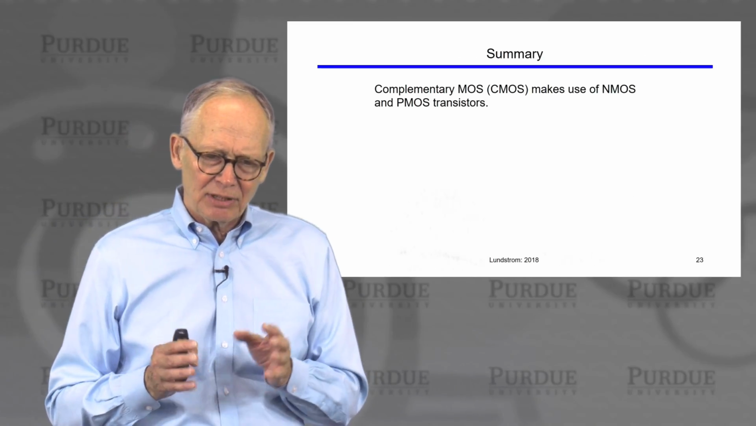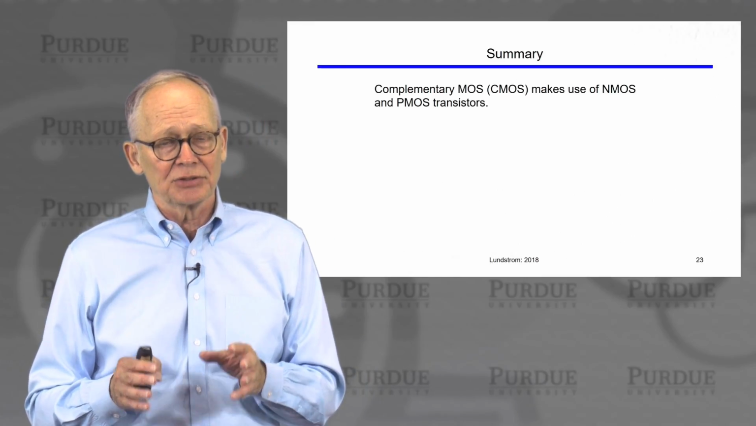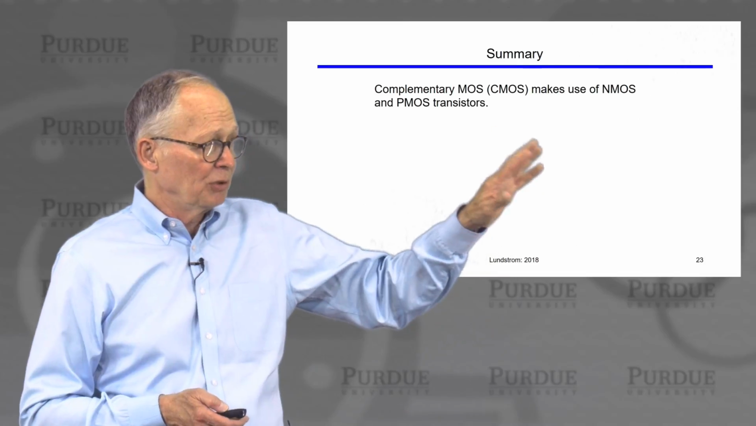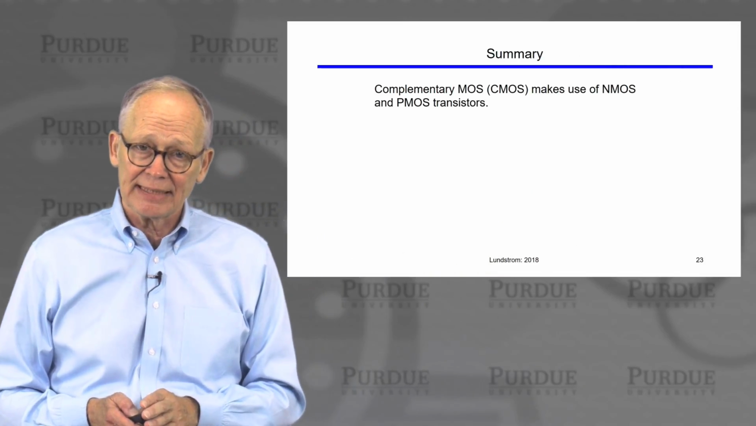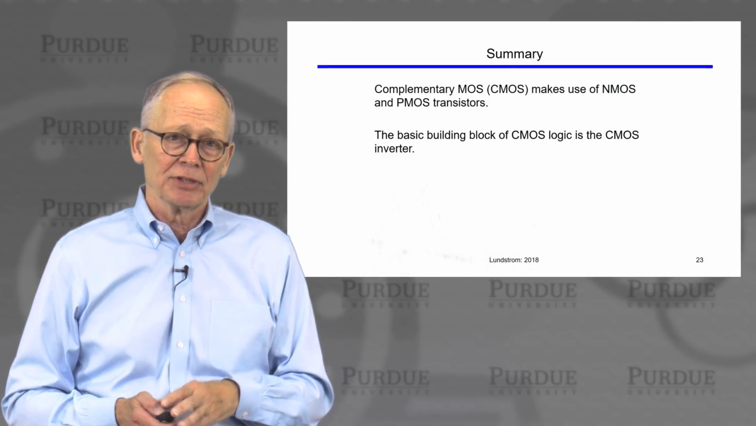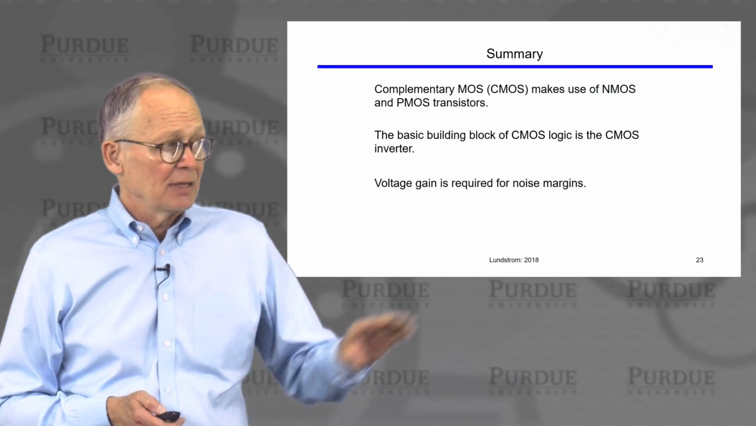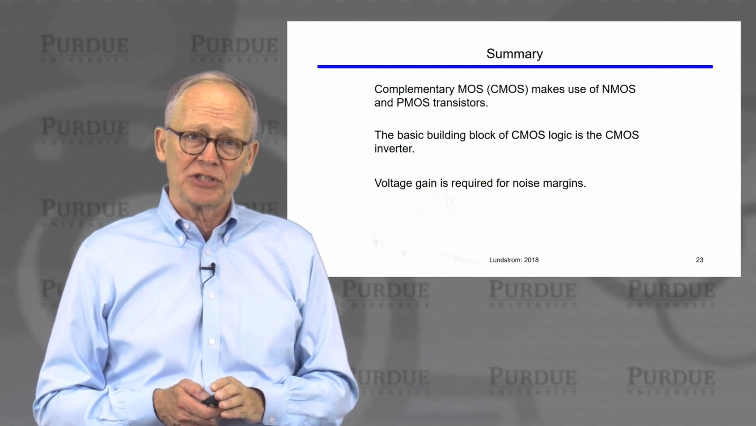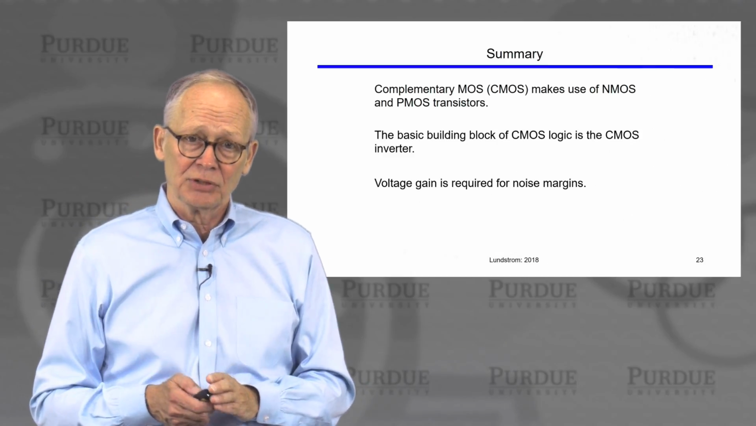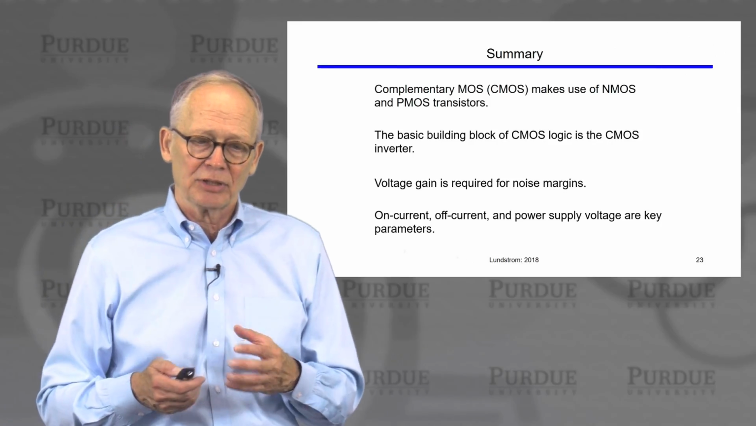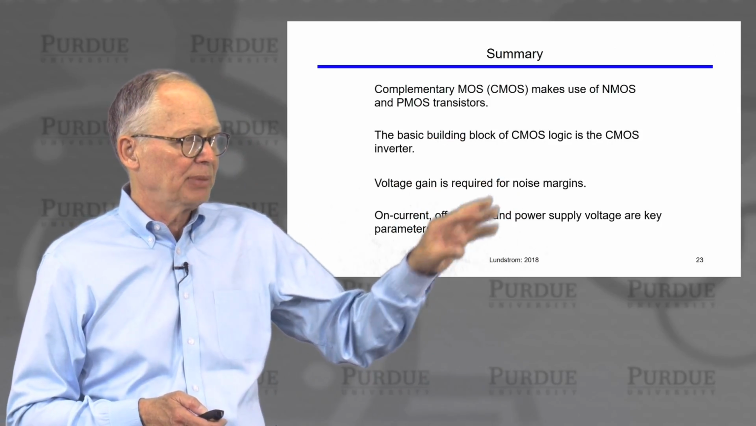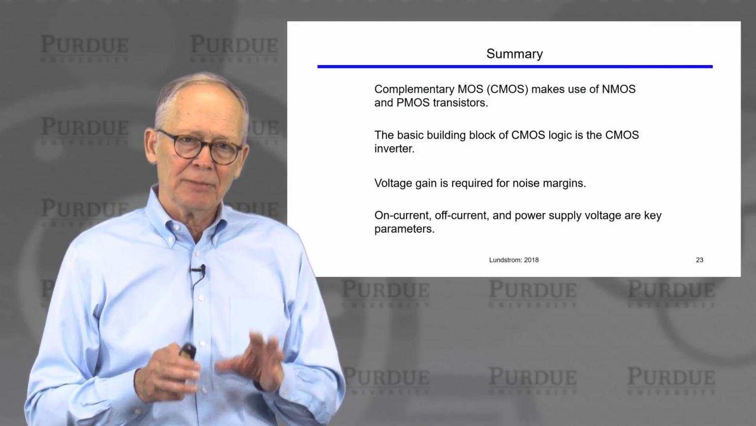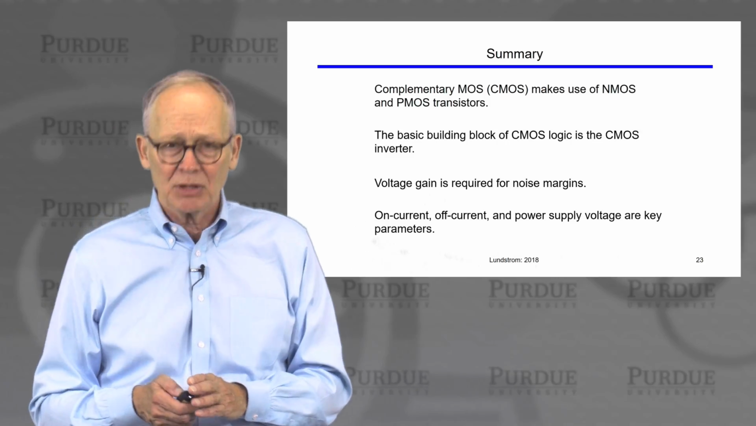So we've talked about a lot of things, but there are really only a few major points that you need to understand about digital circuits in order to appreciate how transistors affect the performance of digital circuits. So we build digital circuits with complementary devices, both N-channel and P-channel devices. The basic building block is the CMOS inverter, which has some wonderful characteristics. One of the things that we require from transistors and from this circuit is that we have voltage gain, because voltage gain provides us with noise margins, which are critical for doing digital computation with large numbers of gates so that errors don't accumulate. And then we've seen how on current, off current, and power supply voltage are critical parameters. They control speed and power, and they have a very important impact on any circuit that we implement and design with CMOS technology.